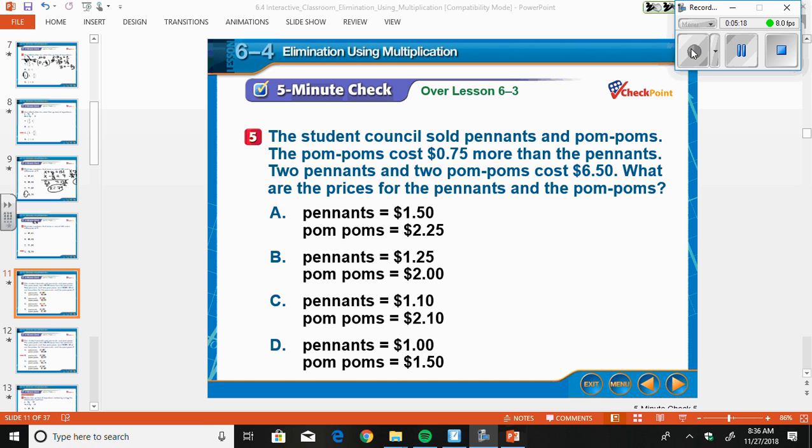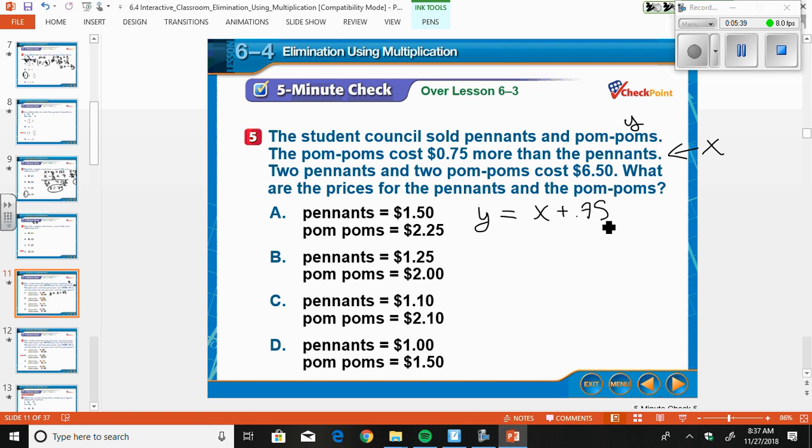The student council sold pennants and pom-poms. The pom-poms cost 75 cents more than the pennants. So if we call the pennants X and the pom-poms Y, the pom-poms are going to be 75 cents more than the pennants. 2 pennants and 2 pom-poms cost $6.50. What are the prices for the pennants and the pom-poms?